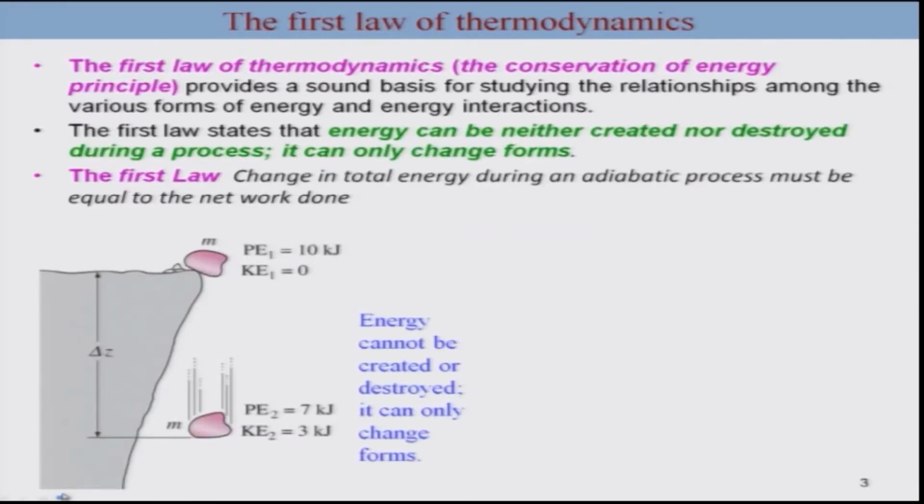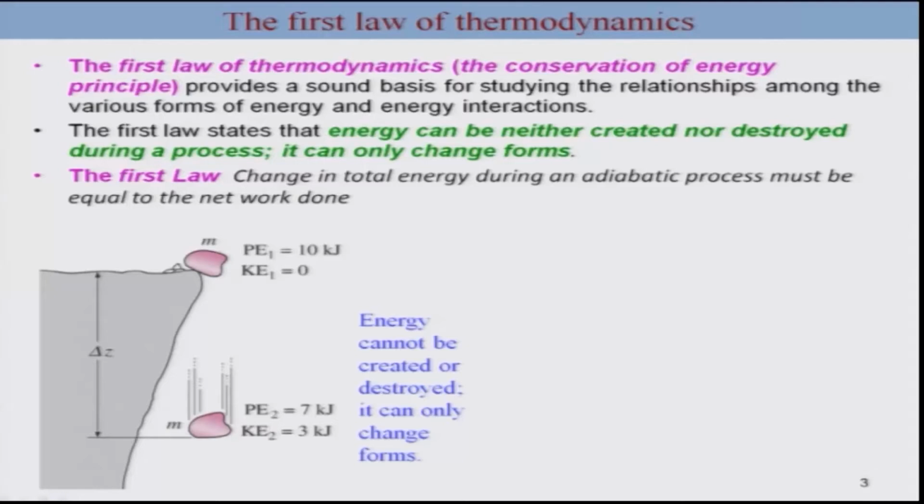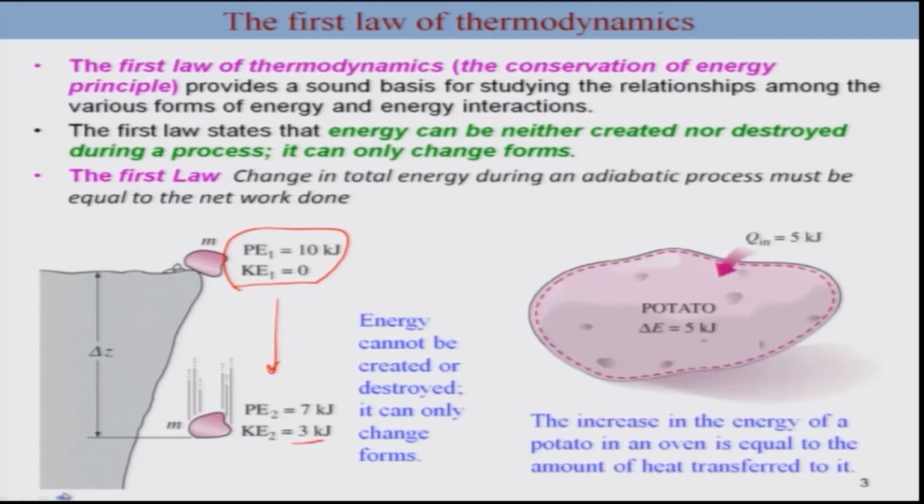The first law of thermodynamics says that energy cannot be created or destroyed, it can only change its form. We have already given the example of a rock falling from a cliff, where the potential energy of the rock gets converted into kinetic energy. Now it depends on whether your system is isolated or whether heat can be supplied or not. Depending on that, the change of energy can be calculated.